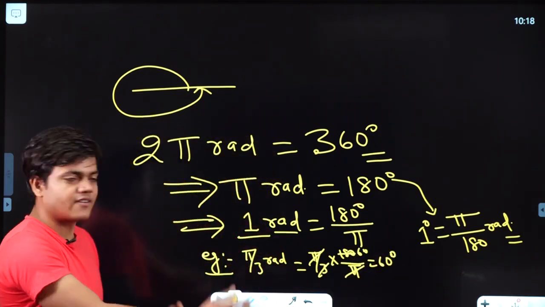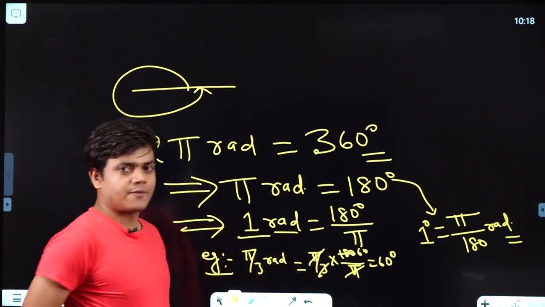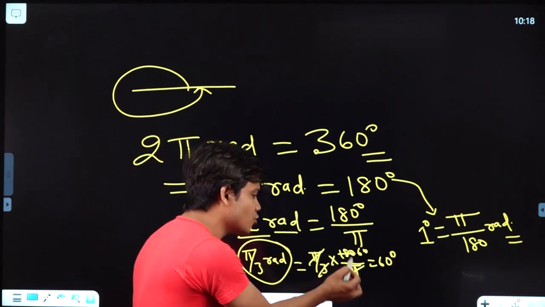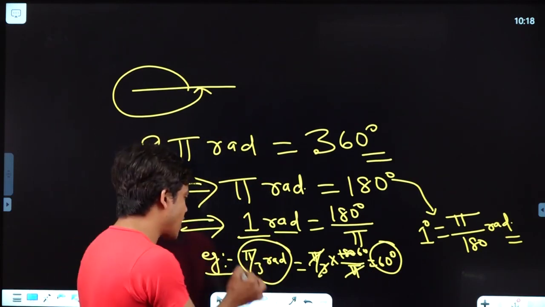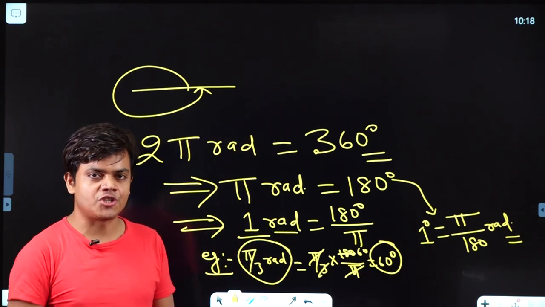Okay, so this is the conversion formula. 1 radian is equal to 180 degree by pi. Therefore, pi by 3 radian will be pi by 3 into 180 by pi, which is 60 degree. So in the radian system, pi by 3 in the degree system is 60 degree.